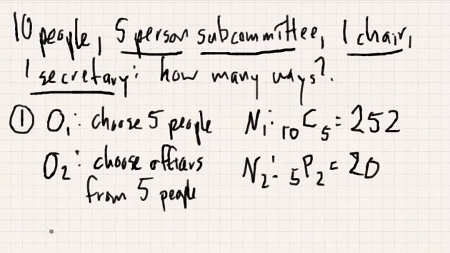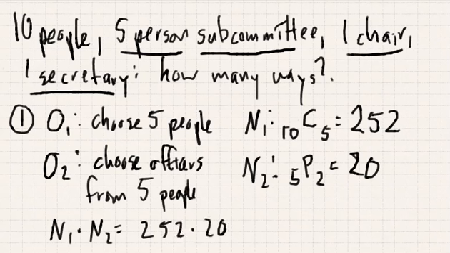So the total number of ways is n1 times n2, which is 252 times 20, and that works out to 5040. I'm actually using a calculator, not doing this in my head, so don't worry. Okay, great. So that's one possible way.